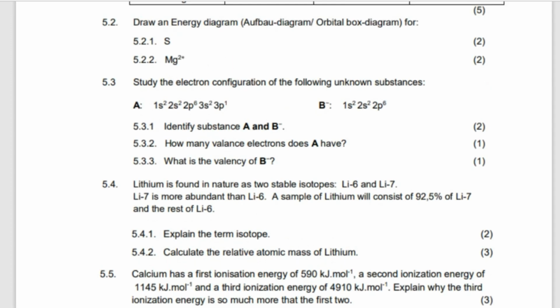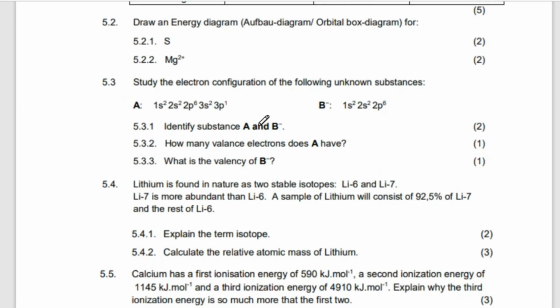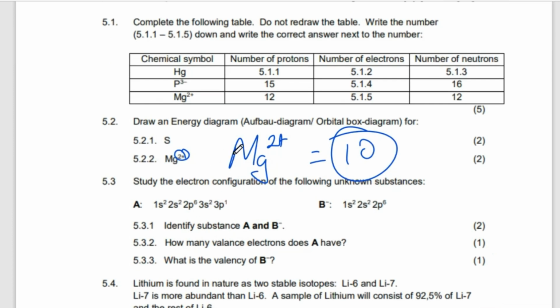Magnesium is in group 2, right? But now it is 12. But now you're not going to write 12. Why? Because of this positive charge, which means that it has lost 2 electrons. So it means that instead of 12 it is going to be 10. When you are writing, you must write 10. Study the electron configuration of the following.